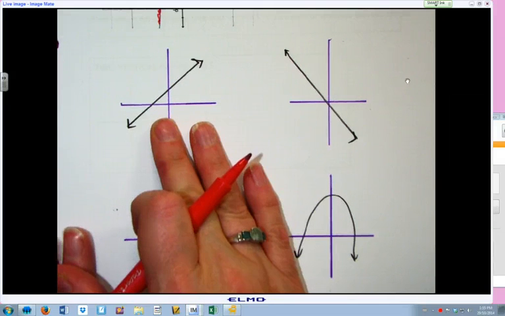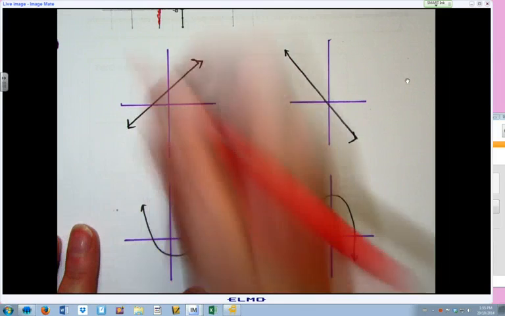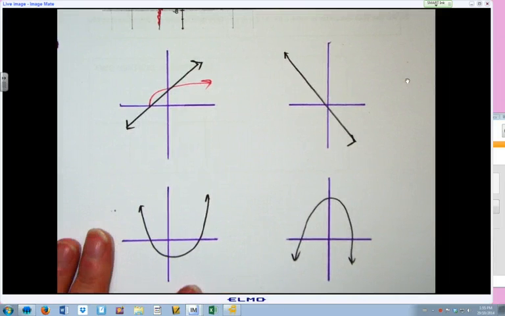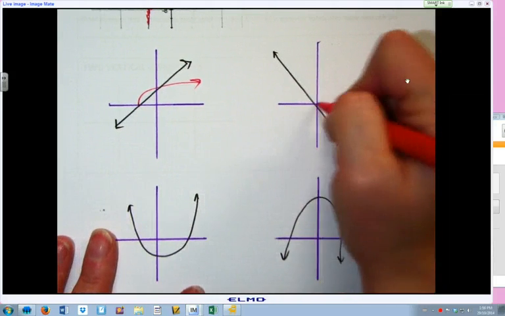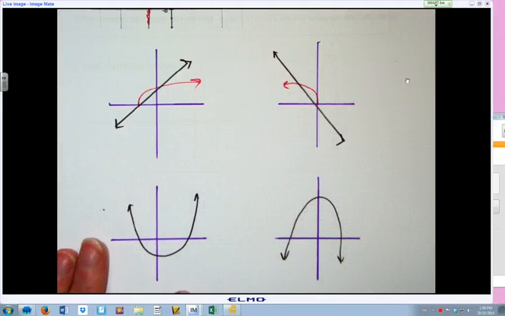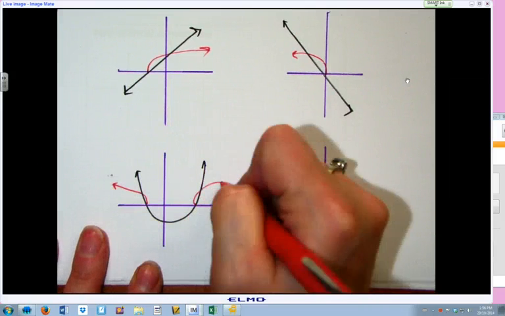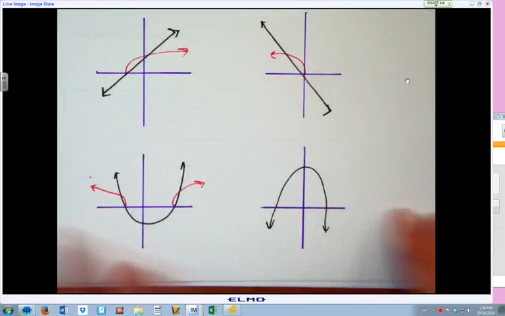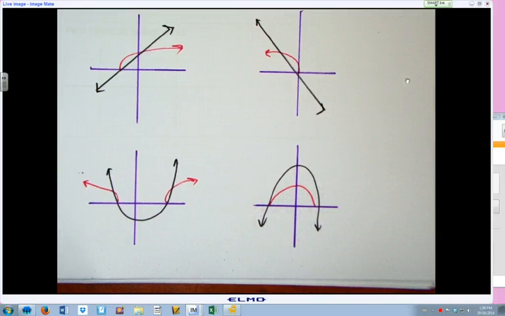Positive line. What does a square root look like? Swoop to the right. Negative line or negative slope. Up parabola. Down parabola. And then a cubic's just a combination of those.